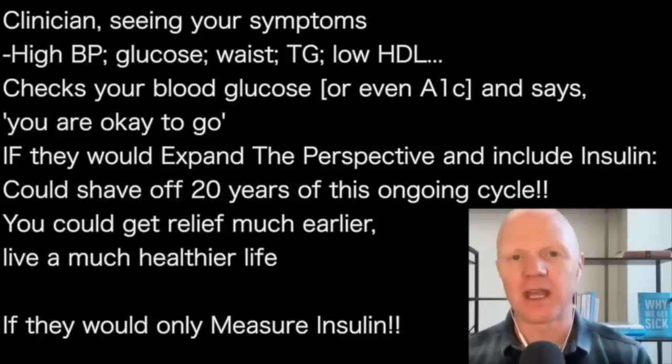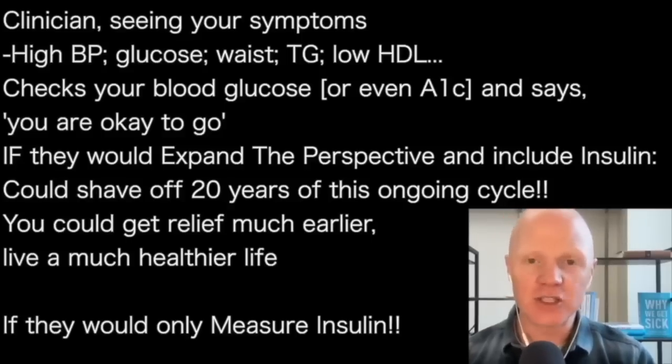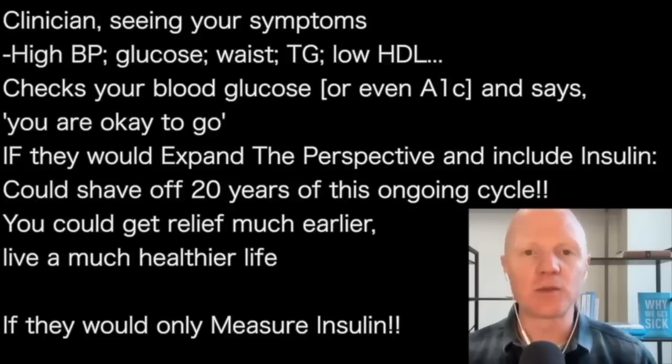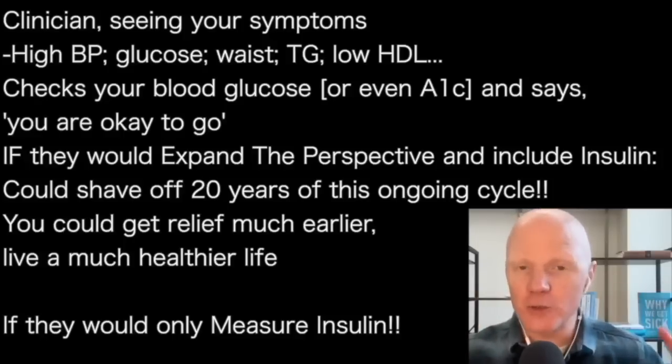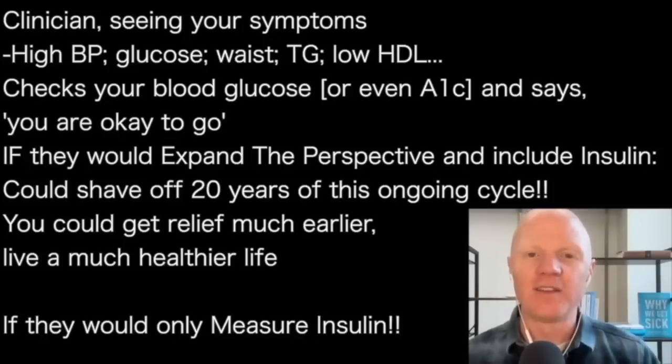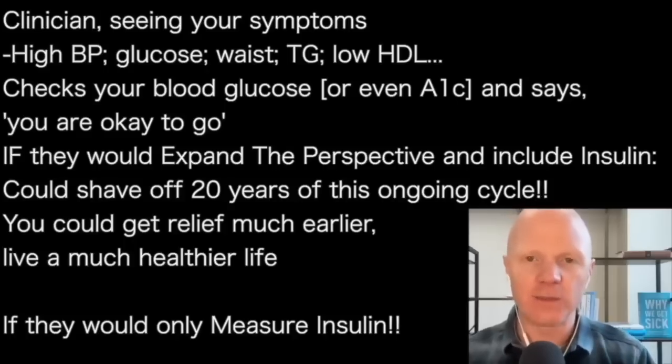They have higher blood pressure, they have dyslipidemia, they have elevated waist circumference. And the clinician is only measuring the glucose, which is coming up as normal every time. And so they say everything's fine. However, if they were to expand their view of the problem to include insulin as a marker, they would find that insulin levels can be elevated up to 20 years before glucose levels ever start to change.